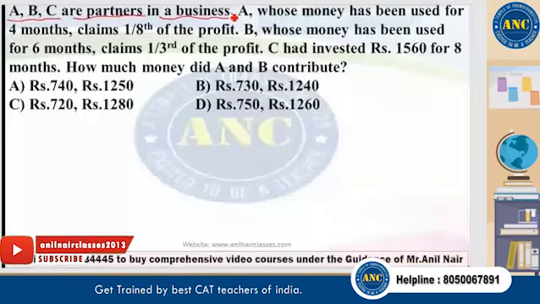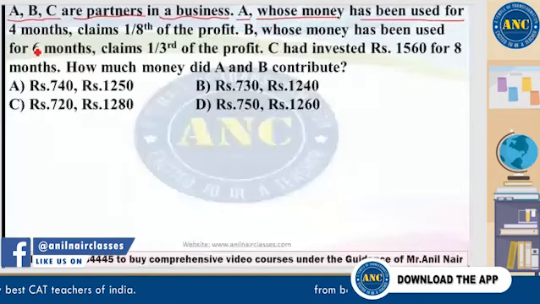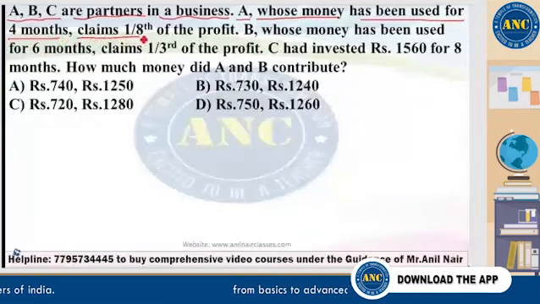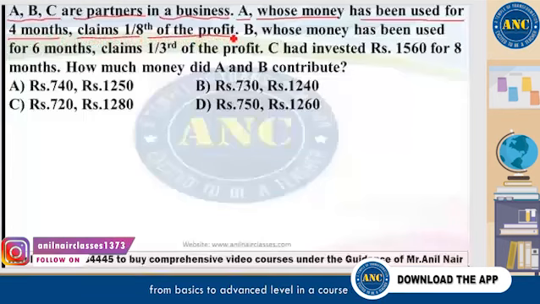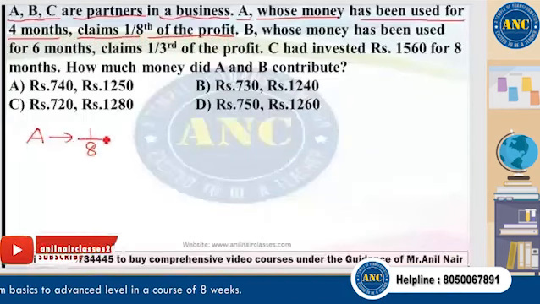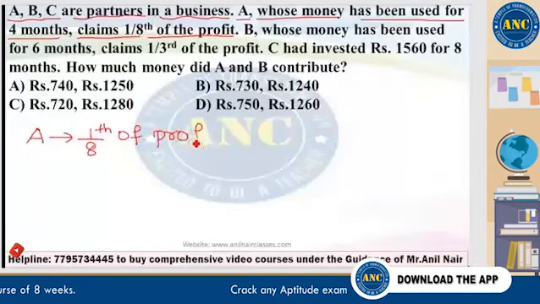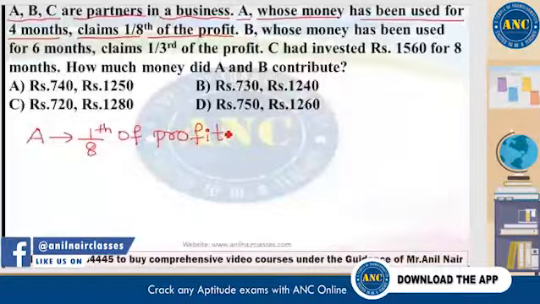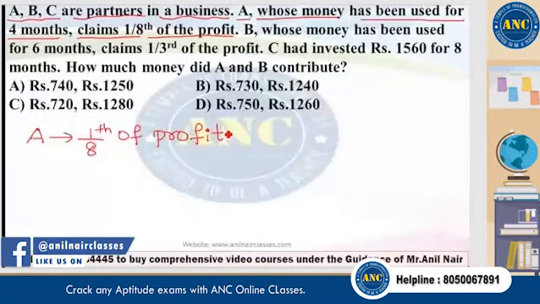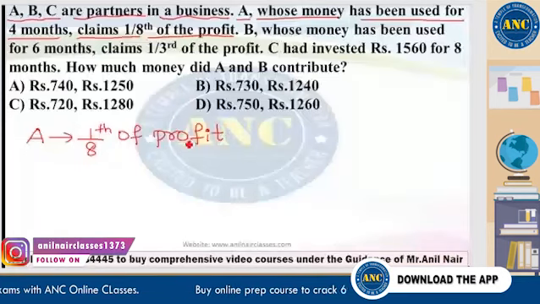There are three people A, B and C. A, whose money has been used for 4 months, claims 1/8 of the profit. That means A is saying that out of the total profit, whatever they are getting, 1/8 of the profit belongs to A. That is what he is claiming.